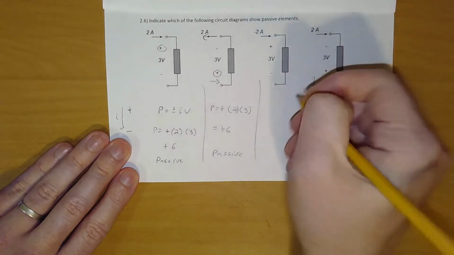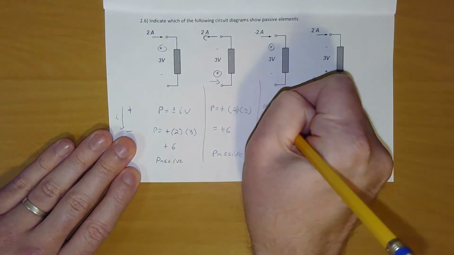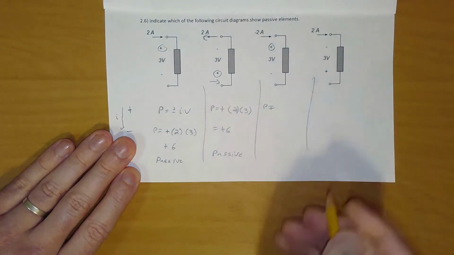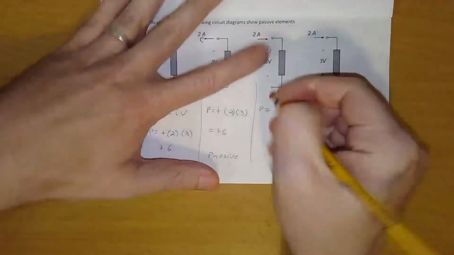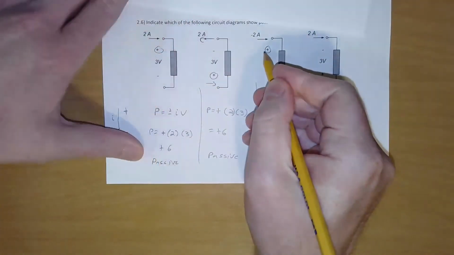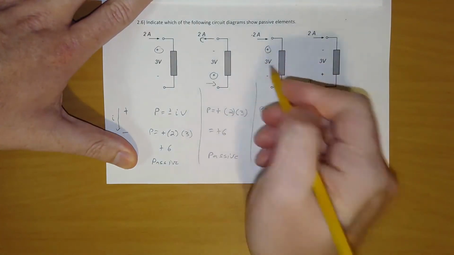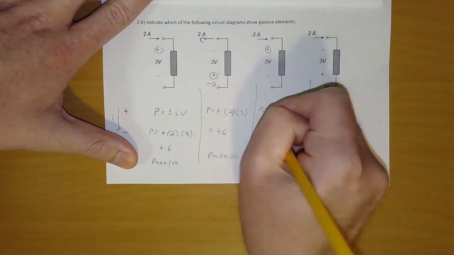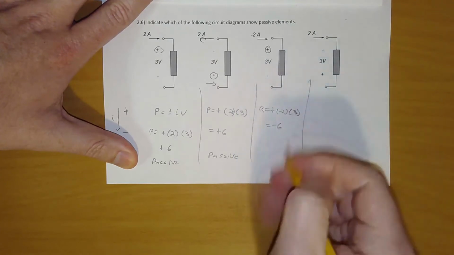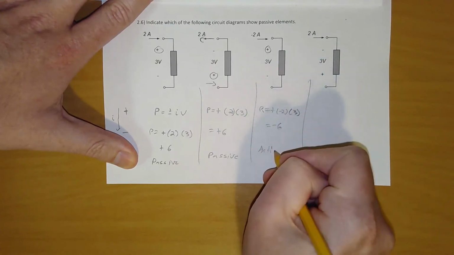In this case, our arrow enters the positive sign. So power is equal, sorry about that. So we get our positive sign from entering there. Our current is a negative 2, and our voltage is a positive 3. So we get a negative 6 here, which means this isn't passive, it's negative. So that tells us it's not passive, it's active.